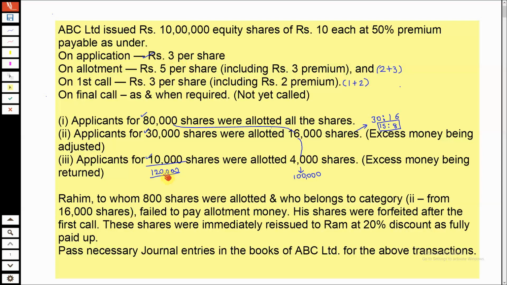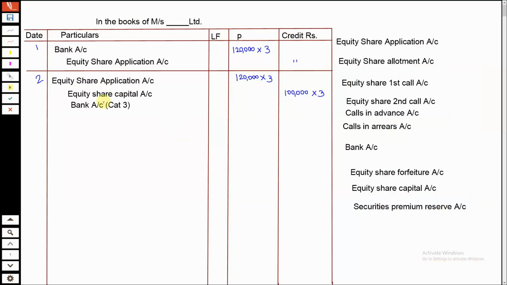So now we are returning the money to them on these 6,000 shares. So I am writing here how much amount will come. On these 6,000 shares, applied minus allotted, we will refund them. Okay. And now the question is about our category 2 again, that is the prorata category. So let me tell you how to handle this category.